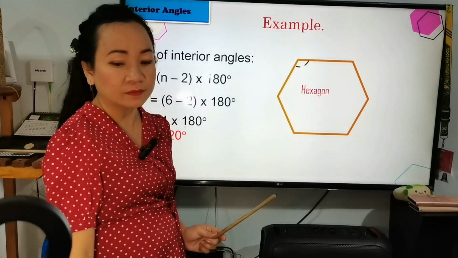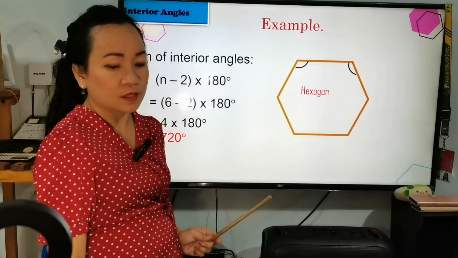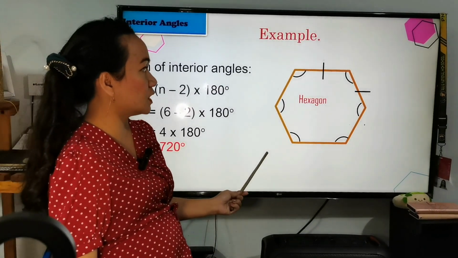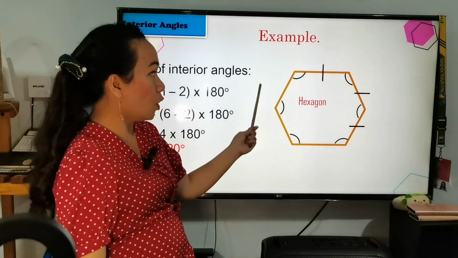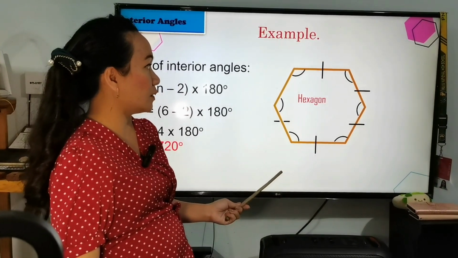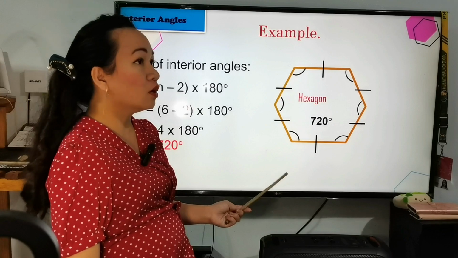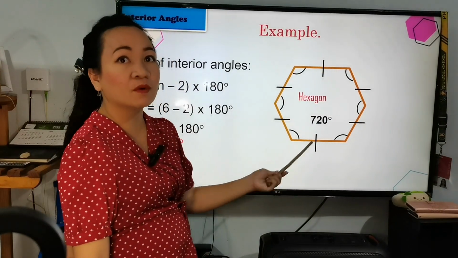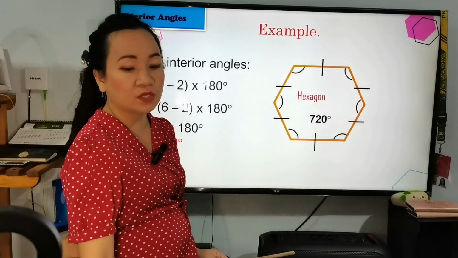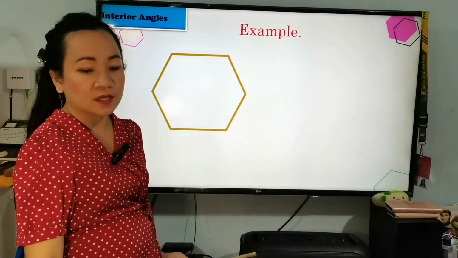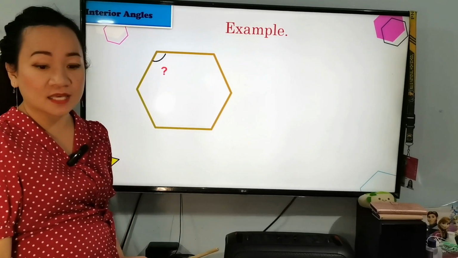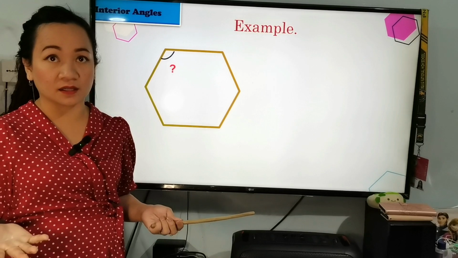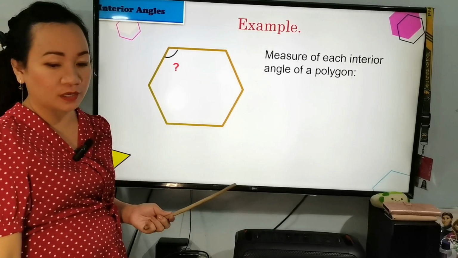But supposing our hexagon, as you can see, this is a regular polygon because all sides are equal, and all angles are equal also. So again, getting the sum of the interior angles, you have 720 degrees. But the question is, what if you are going to find each angle? So here's the formula.